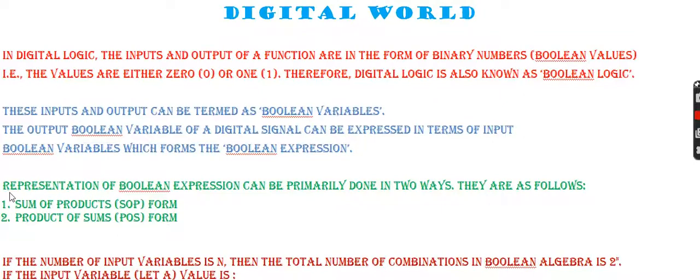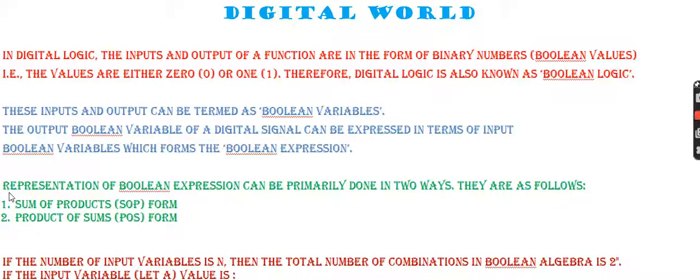Now, how are we going to represent the Boolean expression? Representing a Boolean expression can primarily be done in two ways. They are SOP form and POS form. That is, sum of products form, and the second one is product of sums form.